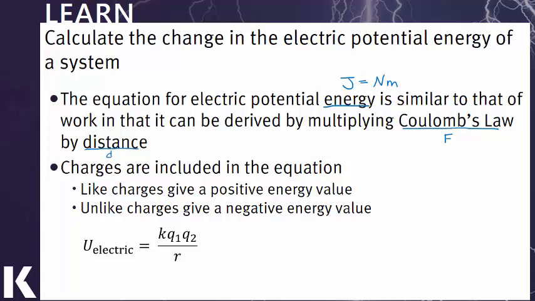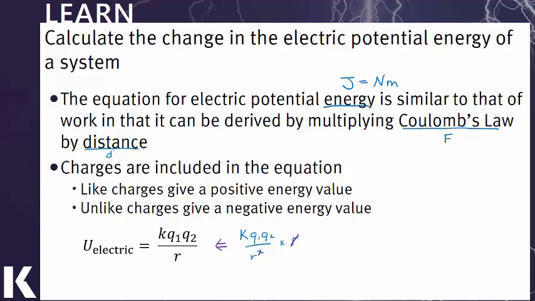So to get the equation for the electrostatic potential energy, we would have Coulomb's law, which is K Q1 Q2 over R squared, and we'd multiply by the distance R. And notice, when we look at our R's, the R in the numerator cancels out with one of the R's in the denominator, and that's where we get K Q1 Q2 over R for our electric potential energy.